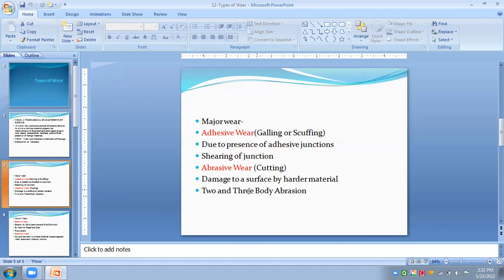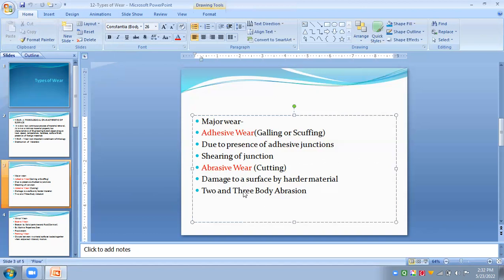In three body abrasion, a small particle of grit or abrasive, which is a hard surface, acts as a third body, that is, a contaminant between the two surfaces in relative motion. The third body should be sufficiently harder than the two surfaces to cause abrasion. The loss of material in this case depends not only on the hardness of the wearing surface, but also on the counterface and contaminant. This type of wear results in high stresses. Examples of three body abrasion are lapping and polishing operations.